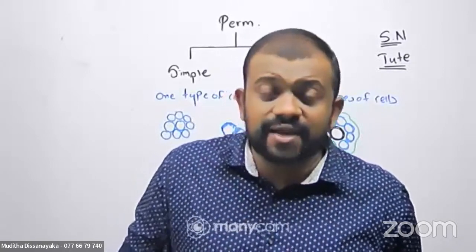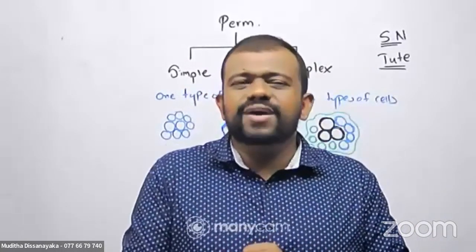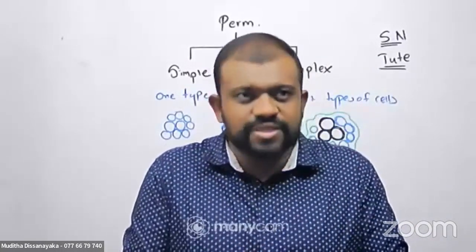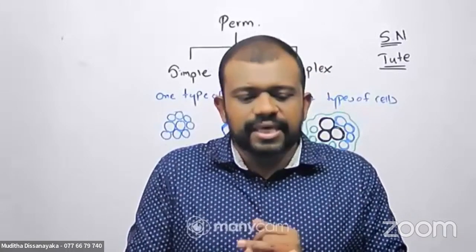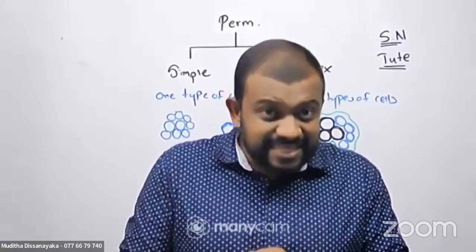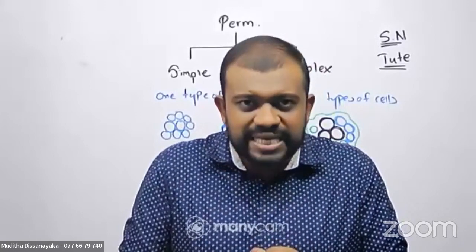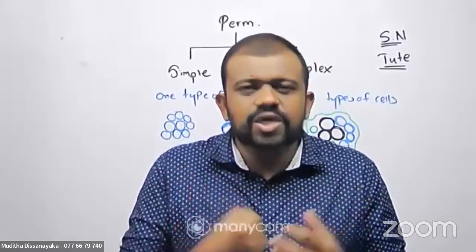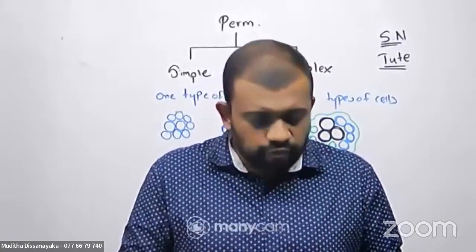Functions. The functions are related to the place. It is present in leaves, so obviously it performs photosynthesis. Next, food storage. It was in the seed, it was in the fleshy part of the fruit, so it should definitely store food. Another function: storage of water.